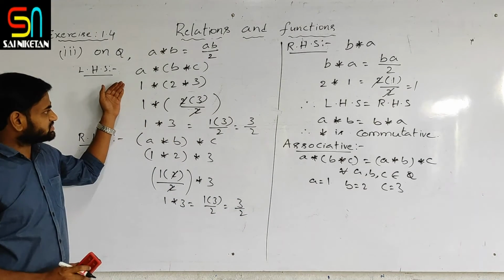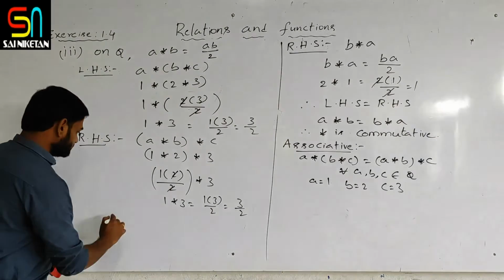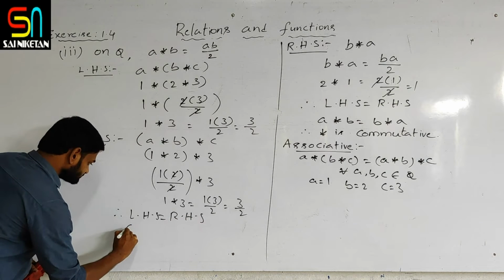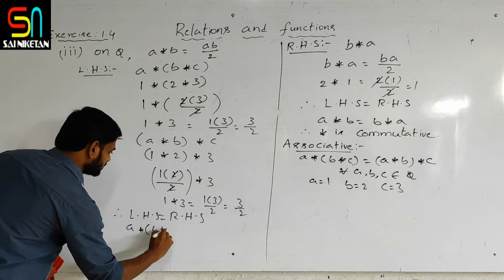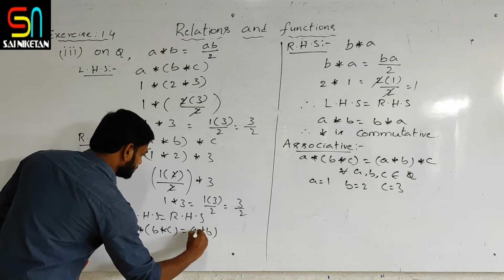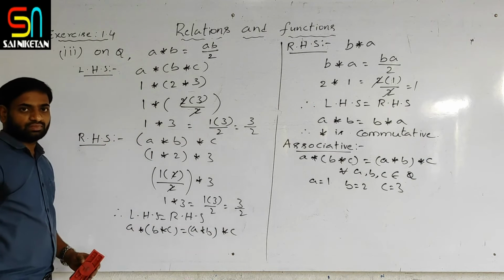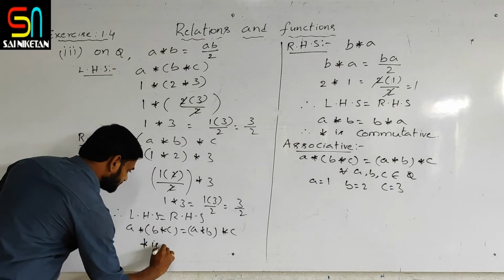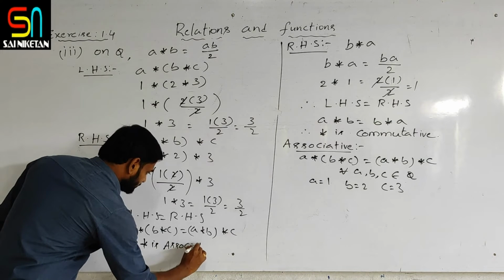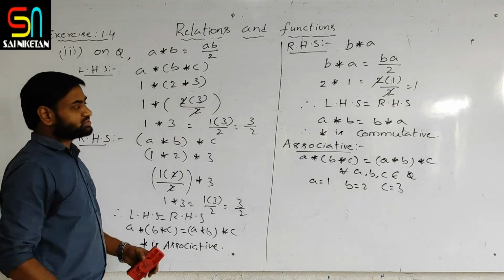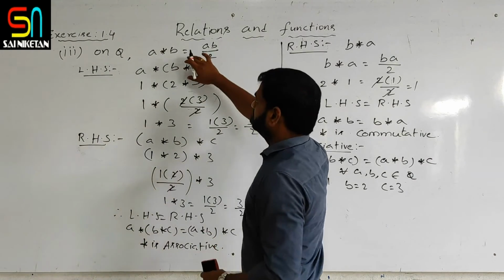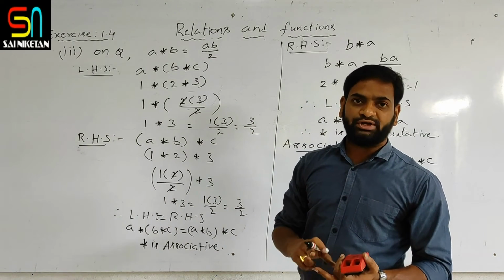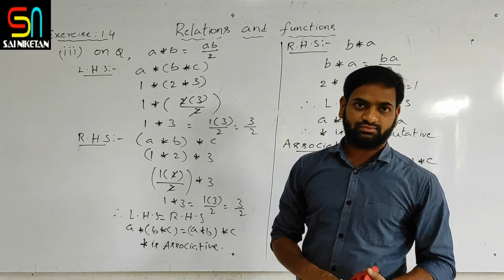So both LHS and RHS are equal. Therefore, LHS is equal to RHS, or A star of B star C is equal to A star B star C. When this condition is possible, then we can say star is associative. So finally what I can say, this operation A star B equal to AB by 2 is a binary operation, and it is commutative, and it is associative.